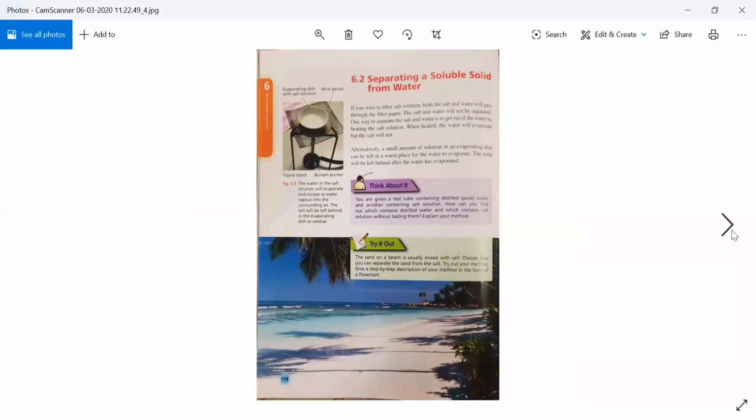One way to separate the salt and water is to get rid of the water by heating the salt solution. When heated, the water will evaporate, but the salt will not. Alternatively, a small amount of solution in an evaporating dish can be left in a warm place for the water to evaporate. The solid will be left behind after the water has evaporated.